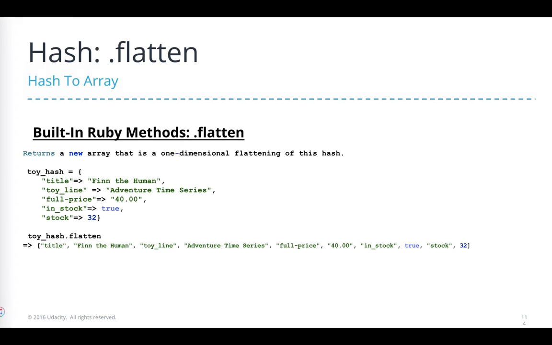We're going to examine the built-in Ruby method .flatten. It returns a new array that is a one-dimensional flattening of the hash. So here we have a toy_hash, which is a series of key-value pairs. On that toy_hash, we call the method flatten, and the return value is an array with both the keys and the values as a series of elements within this array.